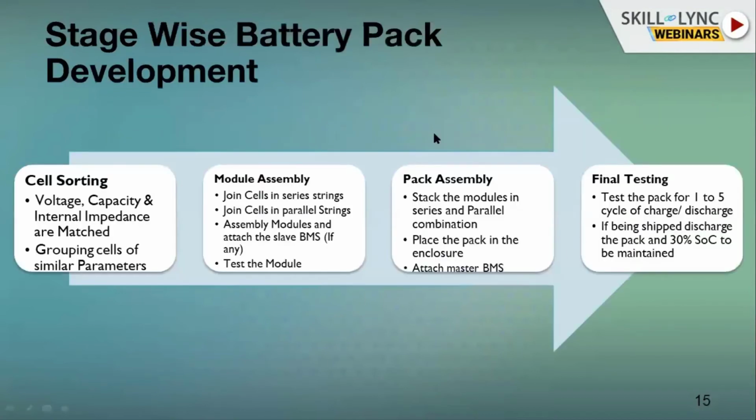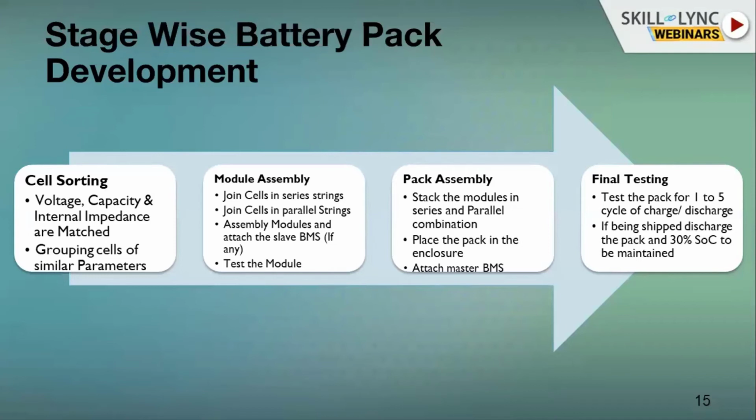Now this is the stage-wise battery pack development. If you see, there are four different phases: cell sorting, module assembly, pack assembly, and final testing. Cell sorting is basically, as I have told, every cell is different from another cell, and no two cells can ever be the same. That's the reason we have to do cell sorting.